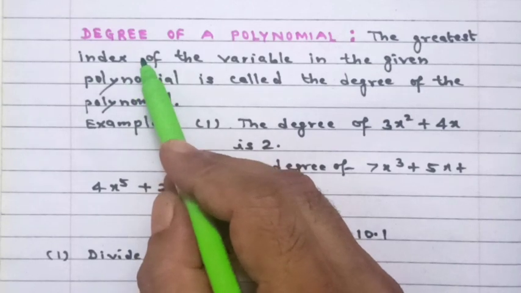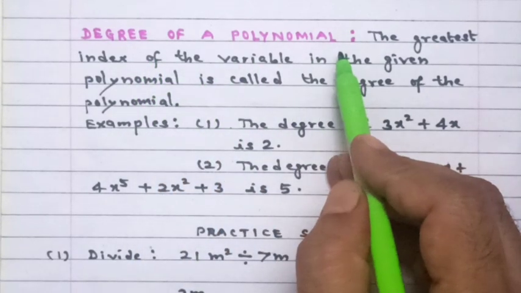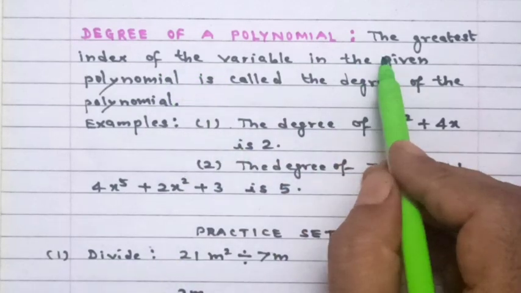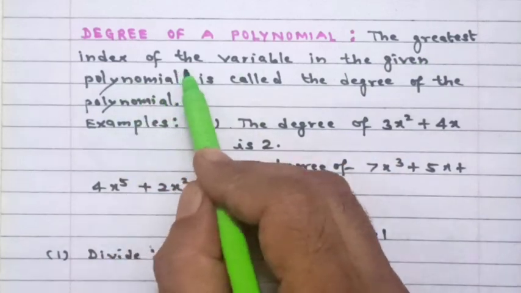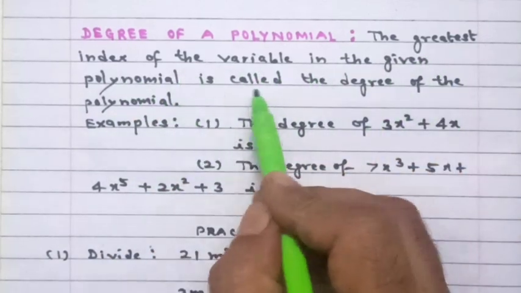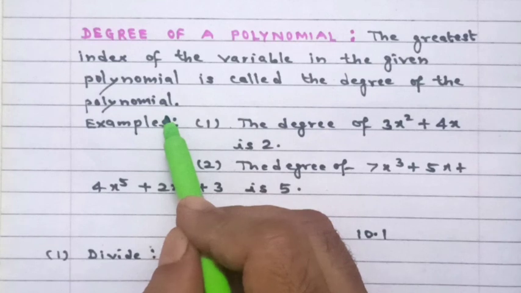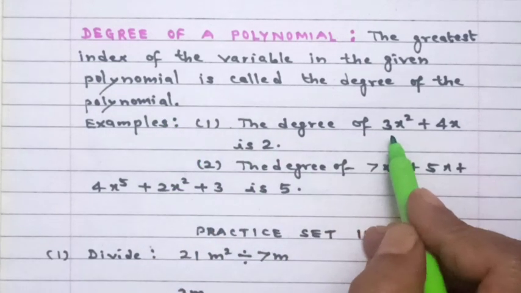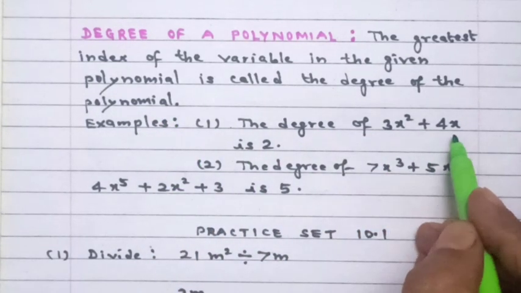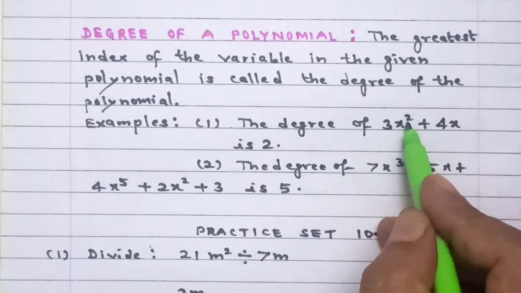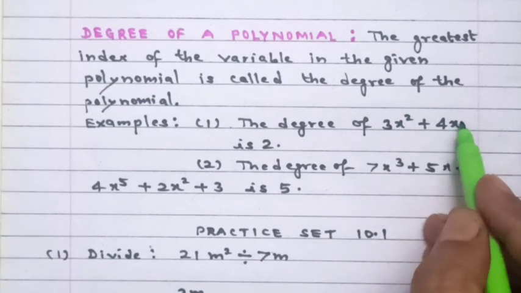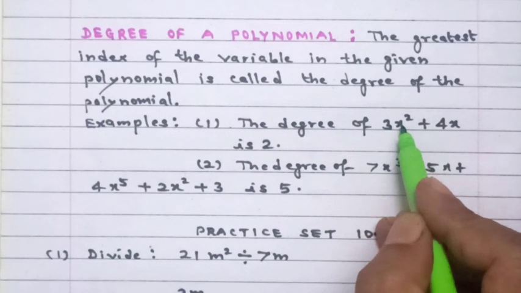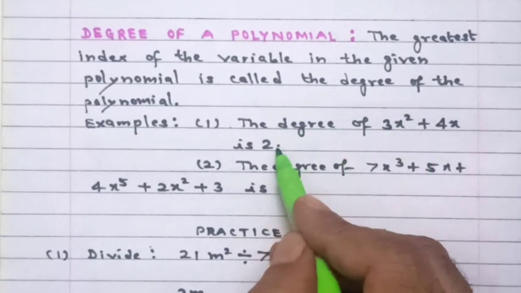What is the degree of a polynomial? Let's define the degree of a polynomial. The greatest index of the variable in the given polynomial is called the degree of the polynomial. Let's consider a polynomial 3x square plus 4x. Here x square has index 2, whereas x has index 1. The greatest index is 2, therefore the degree of this polynomial is 2.